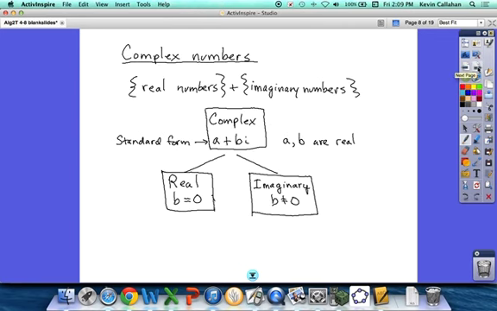Okay, the big set of numbers. You probably up to this point thought, okay, the biggest set of numbers are real numbers. That's the big, all-inclusive set of numbers. That's not correct. The big set of numbers are called complex numbers. Complex numbers are all the real numbers plus all the imaginary numbers.